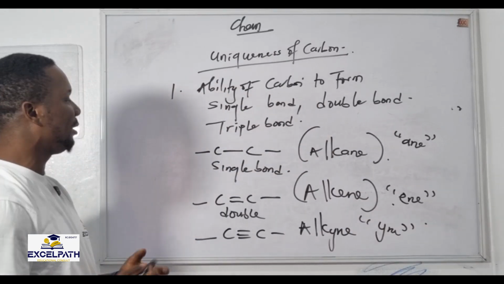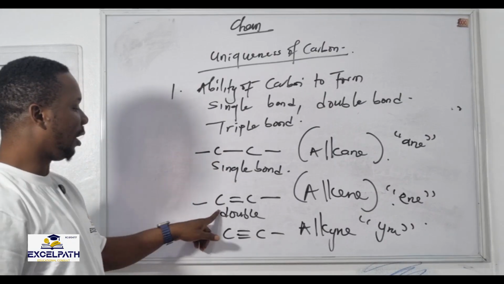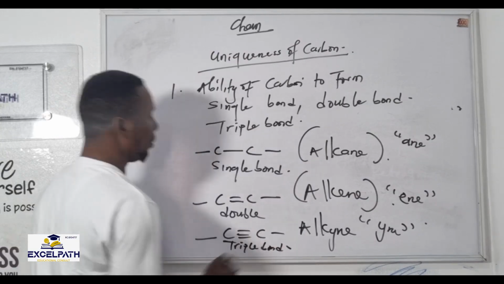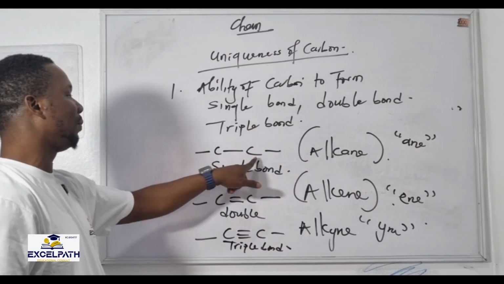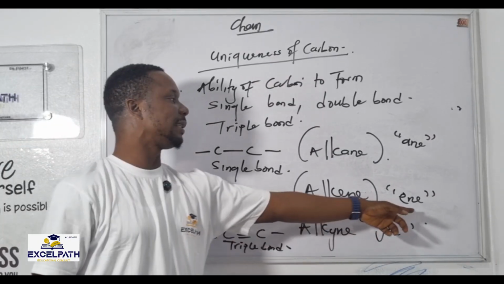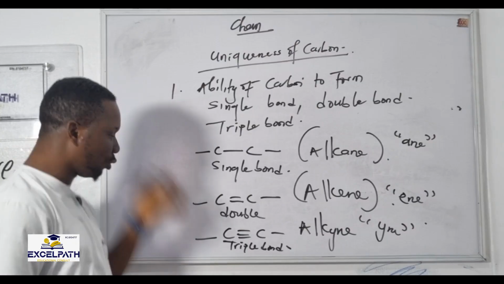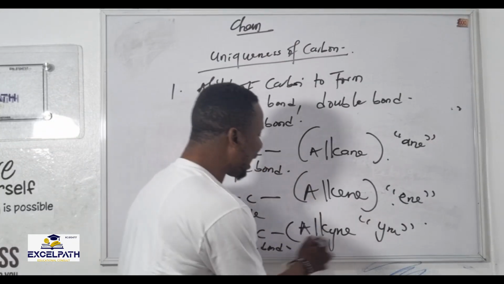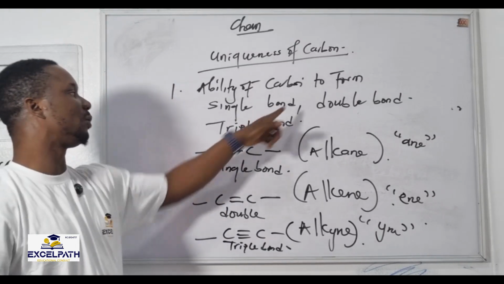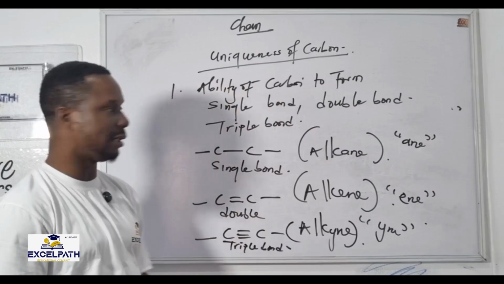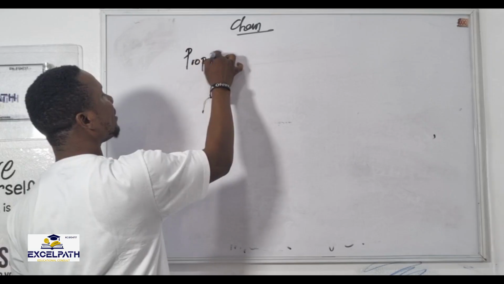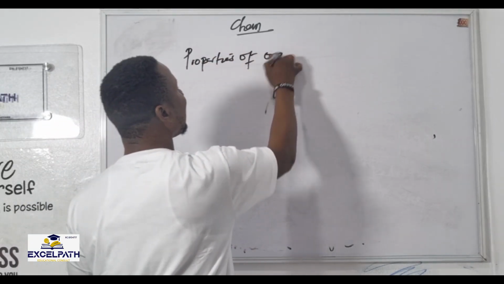So that is the reason why carbon is unique. A single bond, double bond, and the triple bonds. So if carbon atoms hold a single bond, it is alkane. If carbon atoms hold a double bond, it is said to be alkenes, which is ene. If carbon atoms hold a triple bond, it is yne, which is the alkynes. So that is the uniqueness of carbon. Ability of carbon to form single bond, double bond, and the triple bond. Now let's look at the properties of organic compounds.